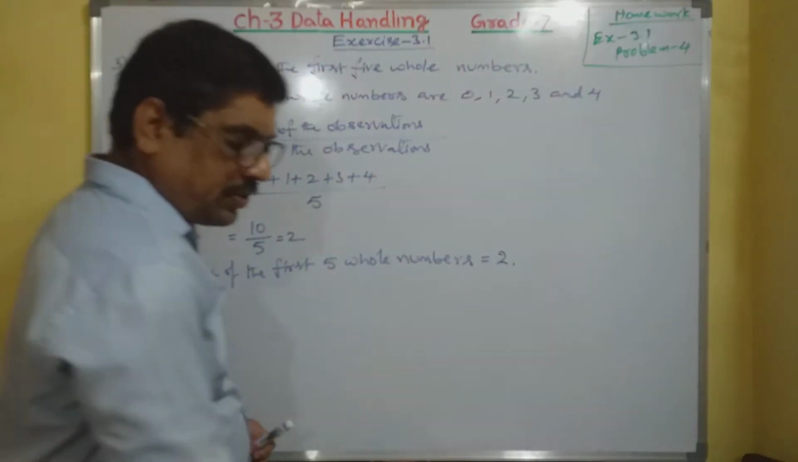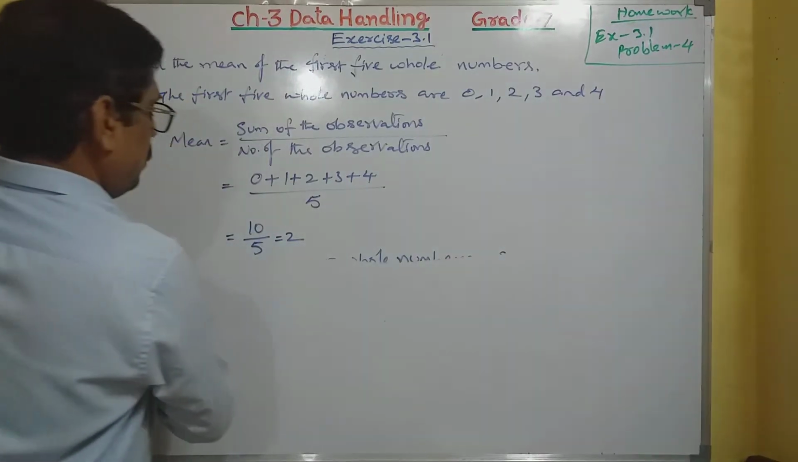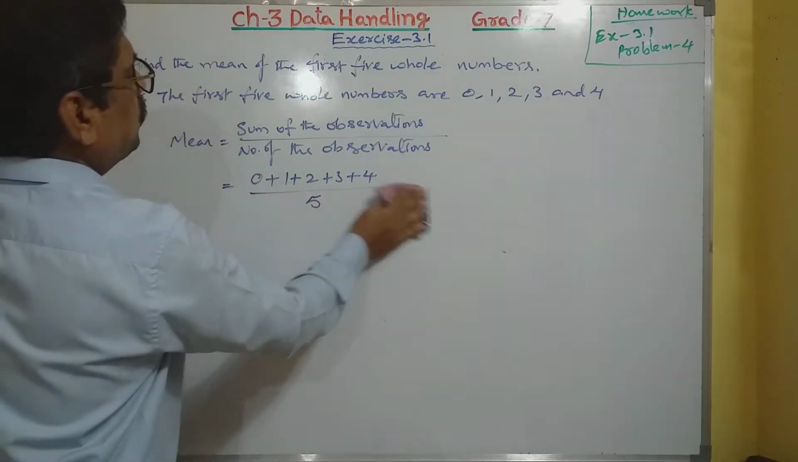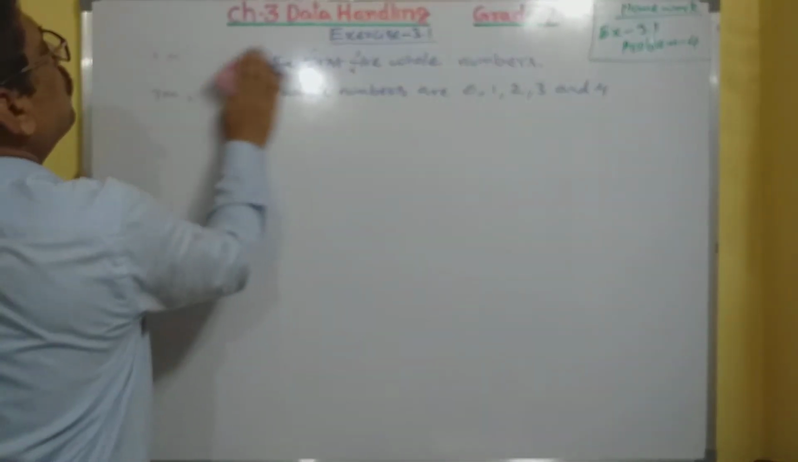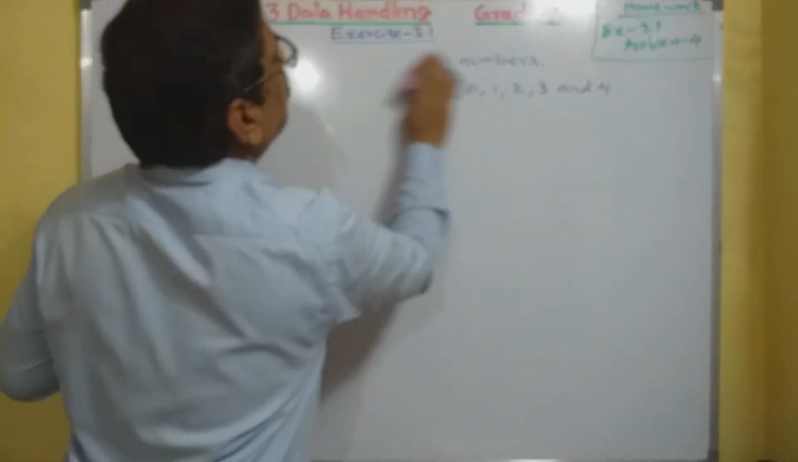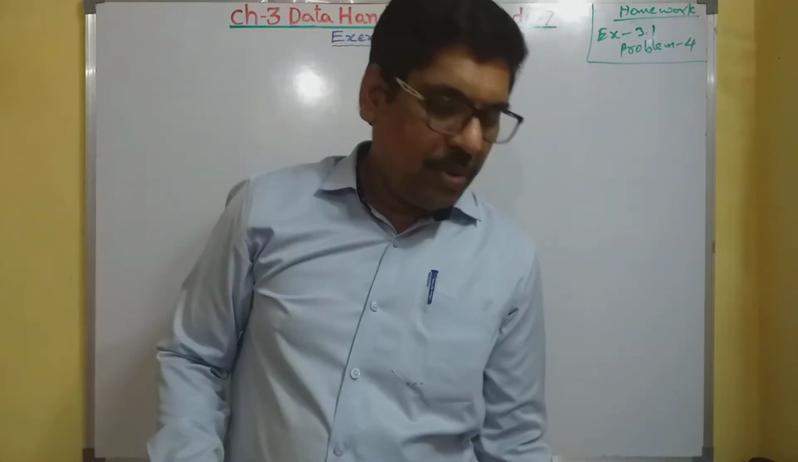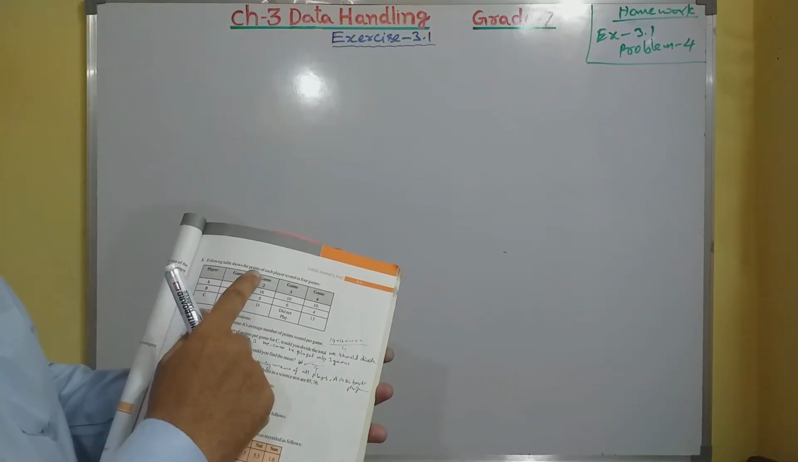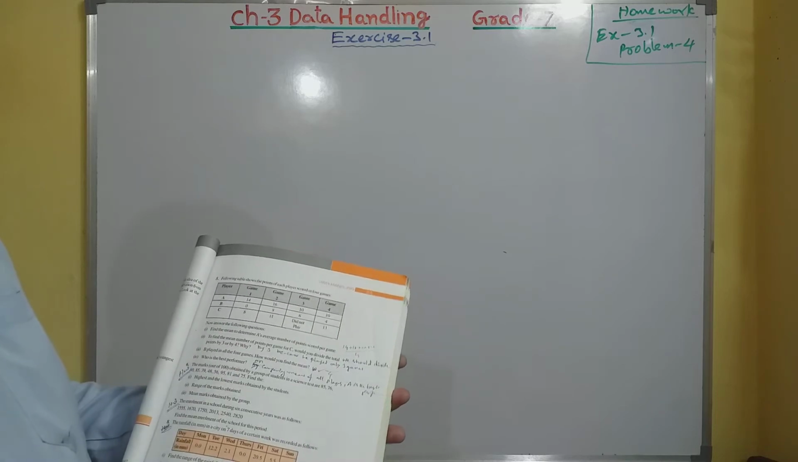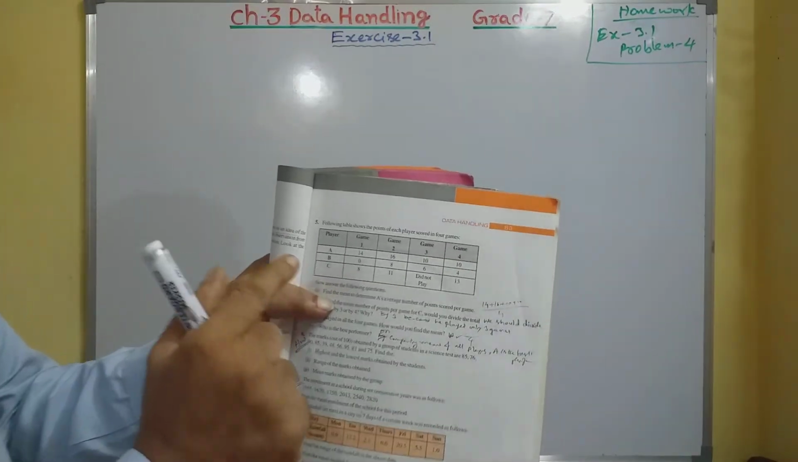Now let us continue the problems. Fifth problem. So please look at the textbook. Here the data has been given as a table. So observe the table, all of you. Following table shows the points each player scored in 4 games. Now look at this, all of you. I am showing you.